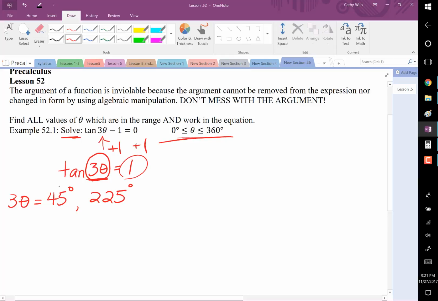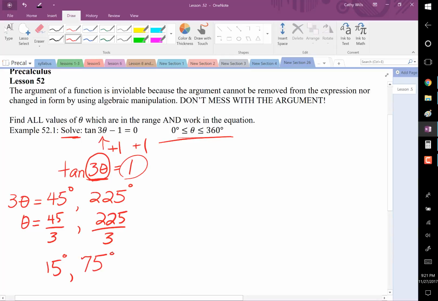All right, so I'm not done solving because I don't want to know what 3 theta is. Those aren't the solutions. The solutions are the values of theta that work. So if 3 theta is 45 and 225, that means that theta is just 45 divided by 3, which is 15, or 225 divided by 3, which is 75.